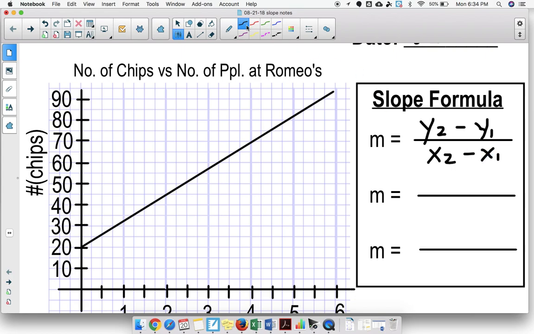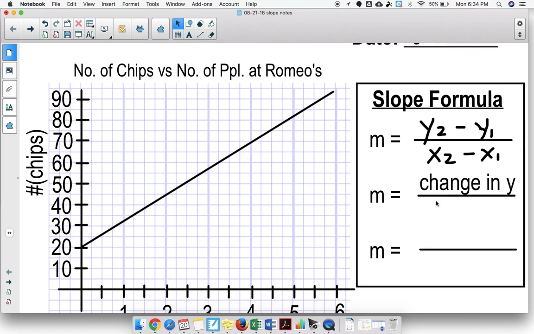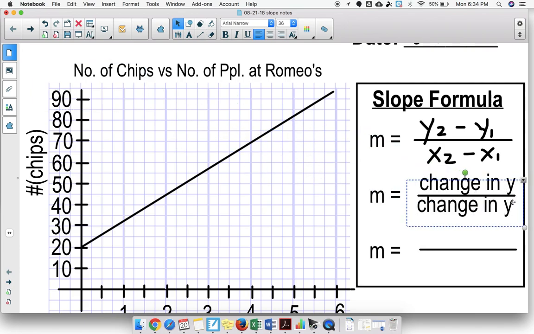All right, so some people, if they don't remember that formula, if they remember words better, might say it's the change in y divided by the change in x. That's another way to think about that. Another way to express that same thing is with this little triangle, and you read that as delta y. I'll put that in quotes here. Delta y.